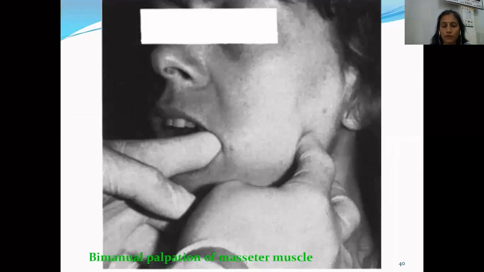There is one more method of palpating the masseter muscle, that is bimanual palpation. The finger of one hand is placed inside the cheek region and the finger of the other hand is placed outside, extraorally, in the buccinator muscle area or the cheek area. Then you start palpating both inside and outside. This method of palpation we call bimanual palpation.